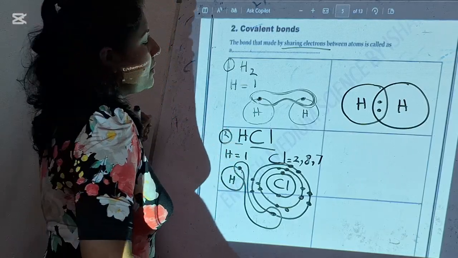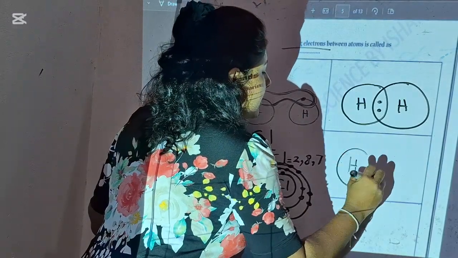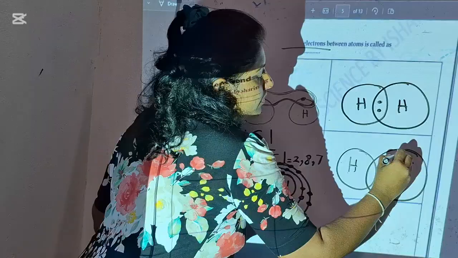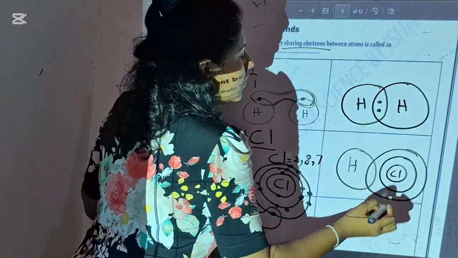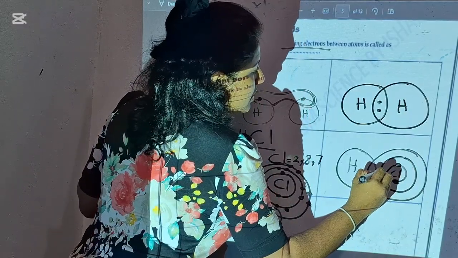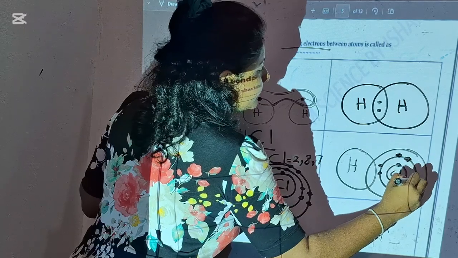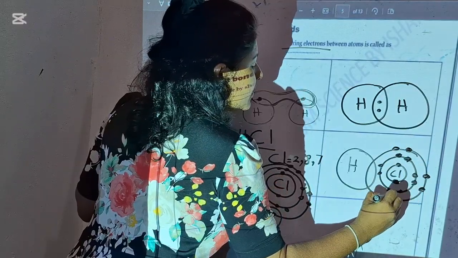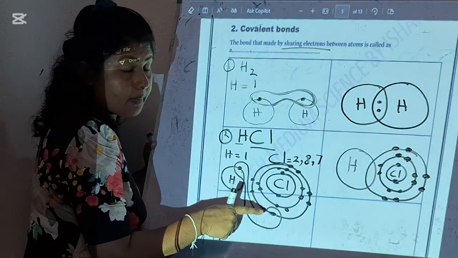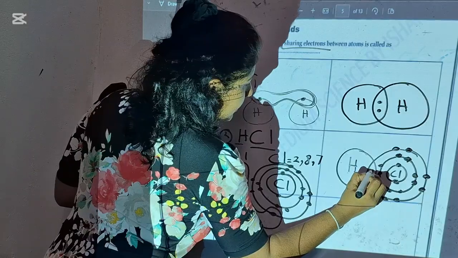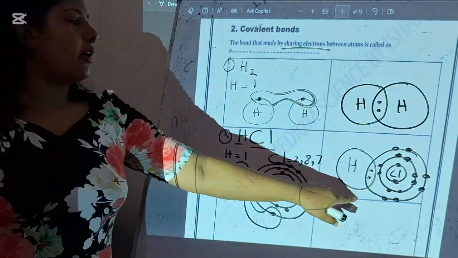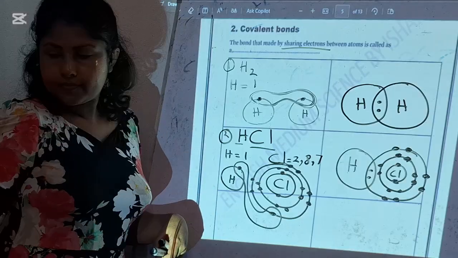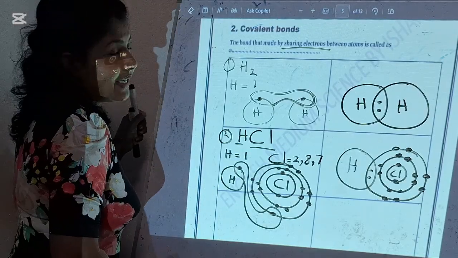දැන් ඒක ලස්සනට අඳින්න. Hydrogen like this. This is chlorine, Cl. So shall we draw? First shell chlorine 2 electrons, second shell 8 electrons, last shell 1 2 3 4 5 6. Look at the bond. How many electrons in the bond? 2 electrons. This is the way of drawing HCl as a covalent bond. Now we did it. Next we are moving to the next one.